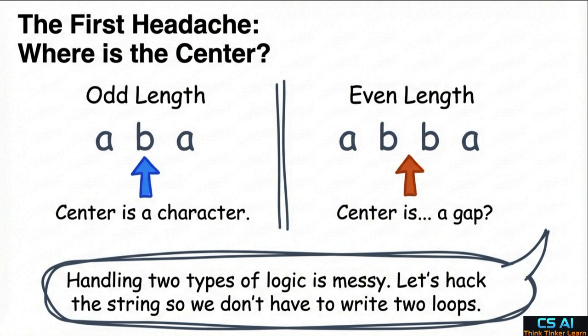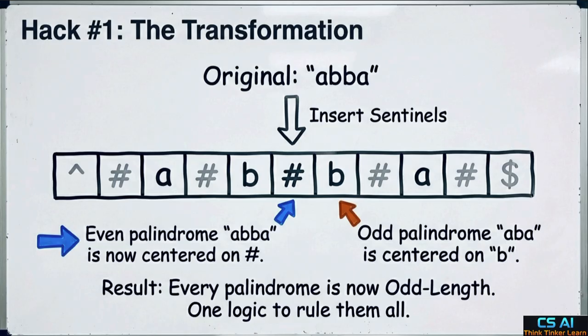Manacher's algorithm solved this by hacking the string. We want a way to treat every potential palindrome exactly the same, whether it started as even or odd. We need one logic to rule them all. So here is the first hack, the transformation. We take our original string, say ABBA, and we insert sentinel characters, typically a hashtag between every letter and at the very ends. We also add unique start and end markers like a caret and a dollar sign to prevent index errors. Look at what happened to ABBA.